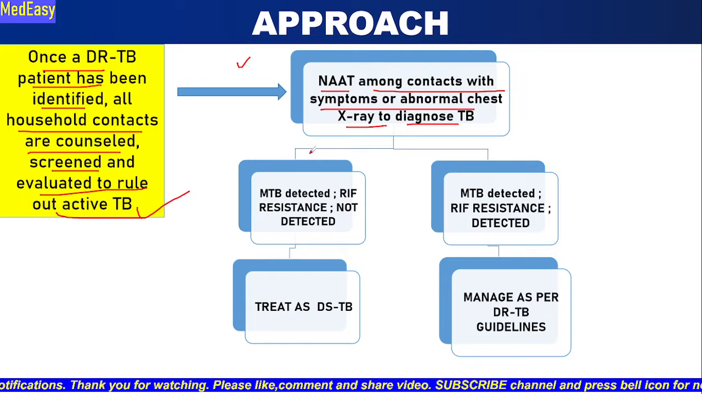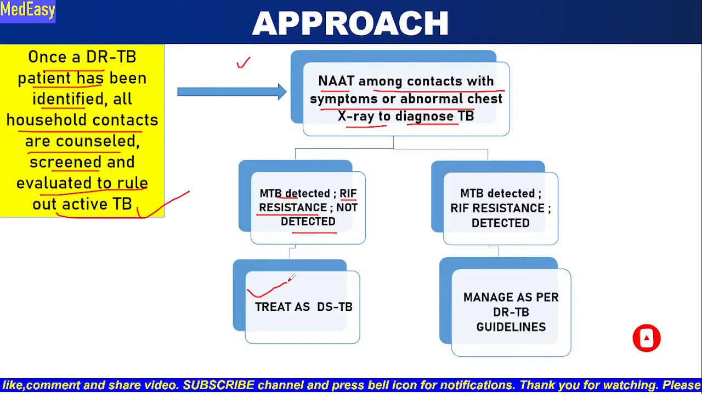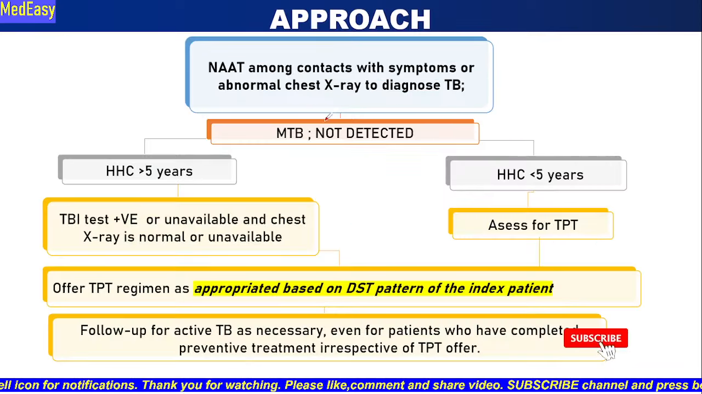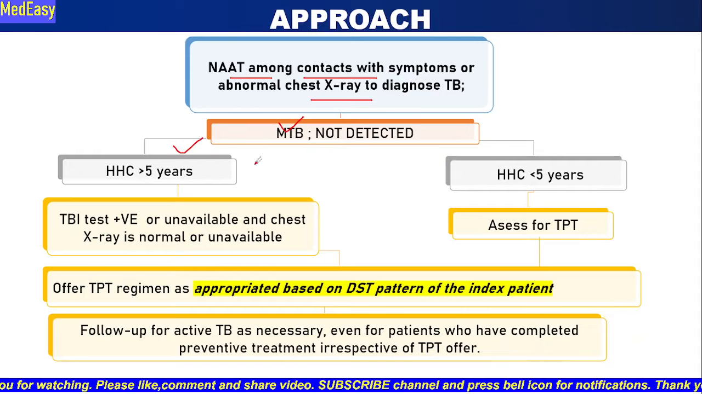If you do a NAT test, the result will come out as either MTB detected, Mycobacterium tuberculosis detected, and rifampicin resistance not detected. Then we will treat this patient as drug sensitive TB. And if MTB is detected and rifampicin resistance is detected among the contacts, then we will manage this patient as per DR-TB guidelines under PMDT. But what if we do a NAT test among the contacts and MTB is not detected? Then we will divide those contacts based on their age.